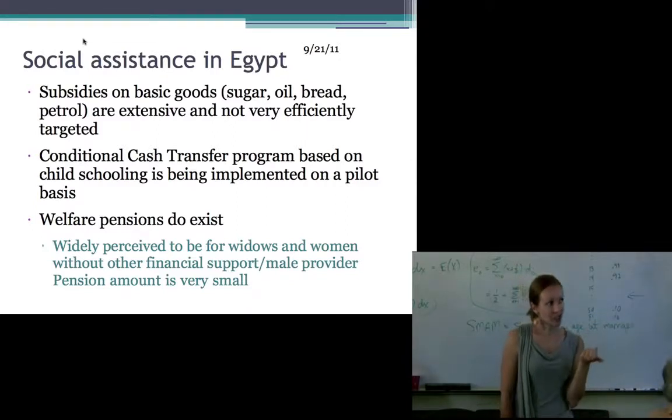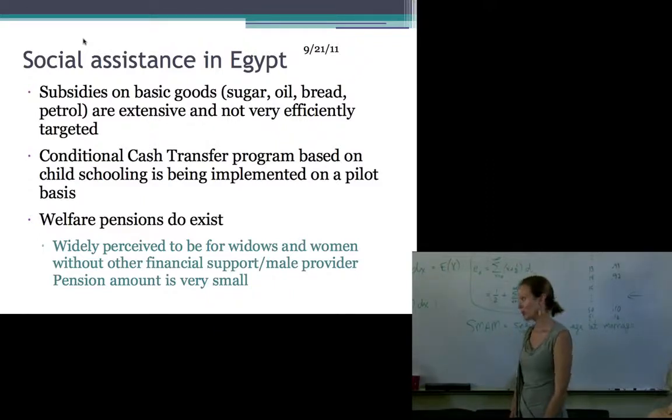Conditional cash transfer is something that's just been starting in Egypt. There's a pilot program in one of the governorates in Upper Egypt where they'll give families money conditional on sending all of their children to school, particularly the girls. There is an evaluation of this that should come out in the next year or two, but it hasn't been done yet, so I'm very curious to see how that went.